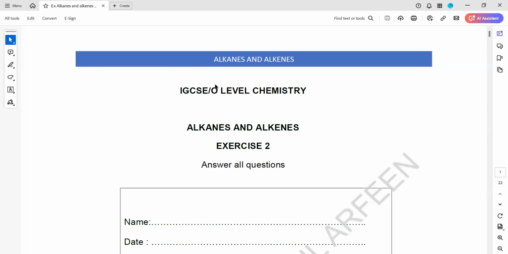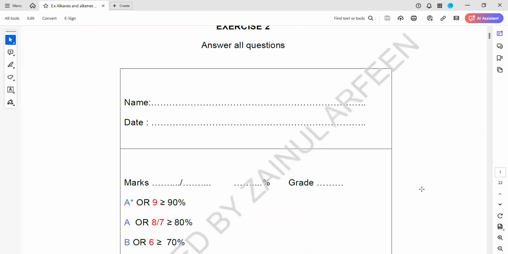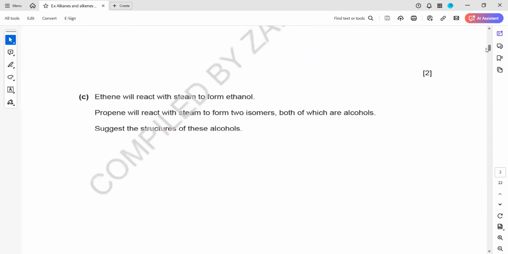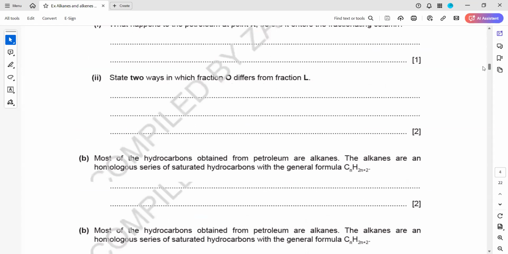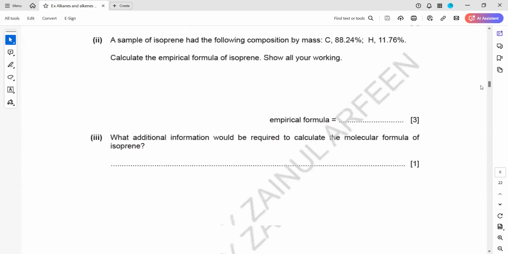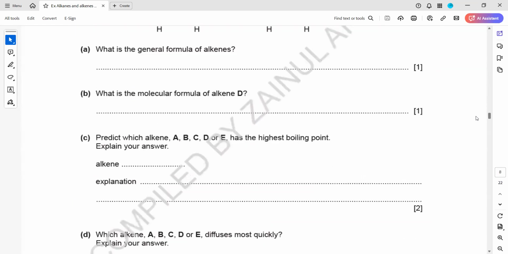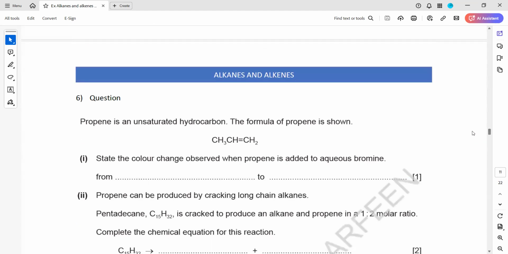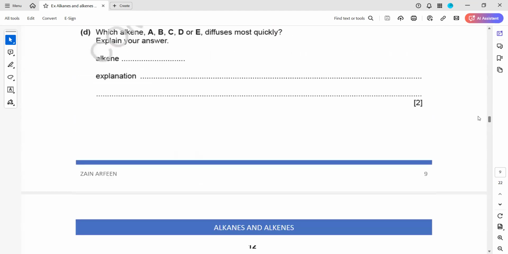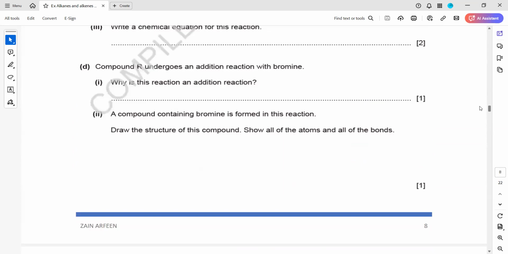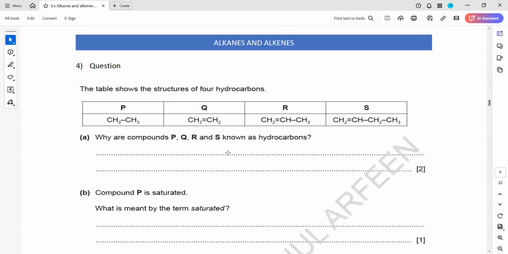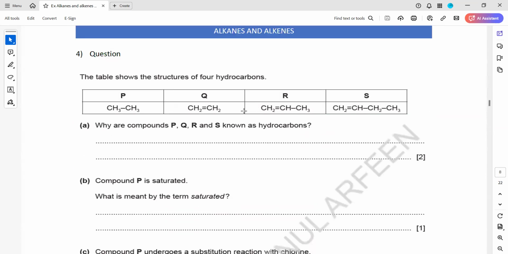Alkanes and Alkenes exercise 2. The structure questions, we did the first three, and we'll do question 4 onwards. This is question 4 related to alkanes and alkenes.